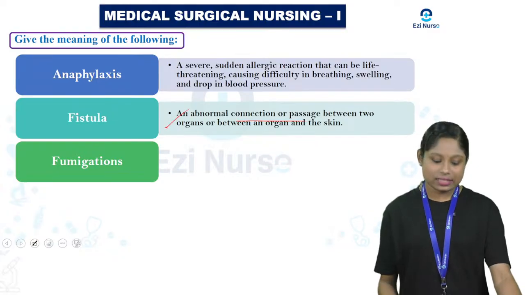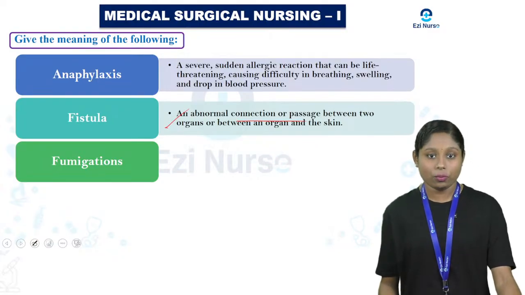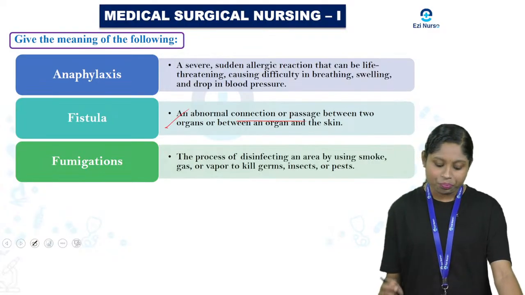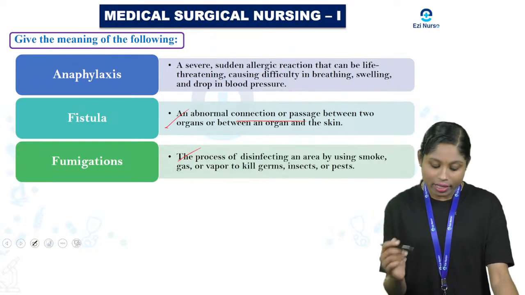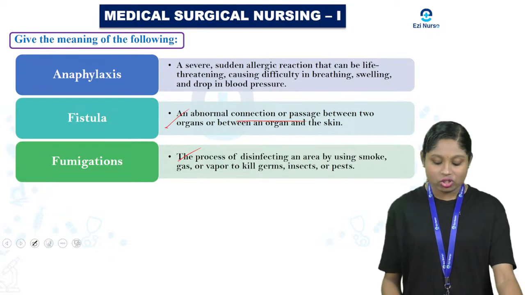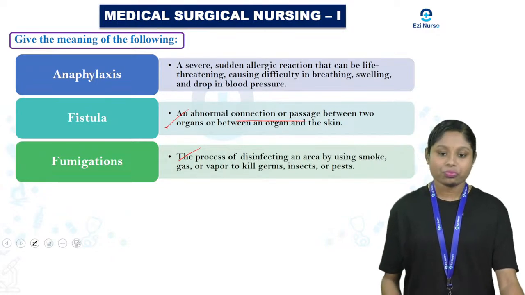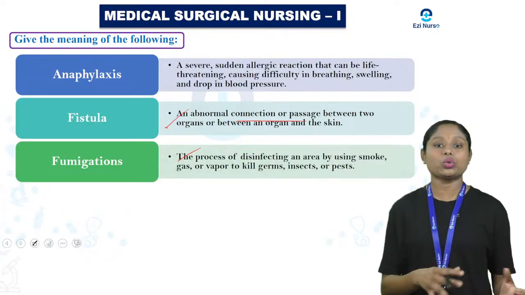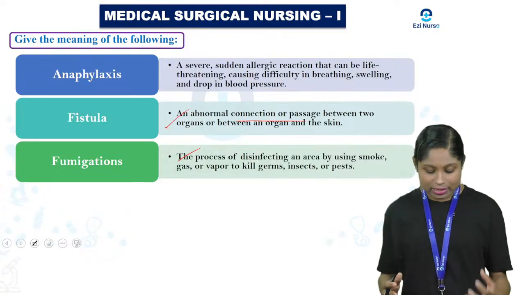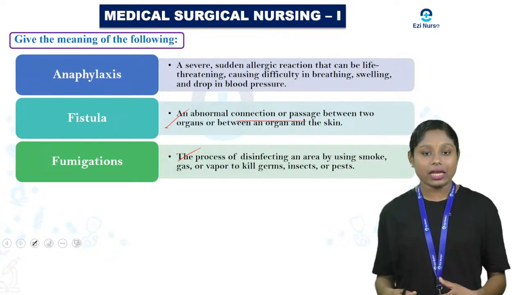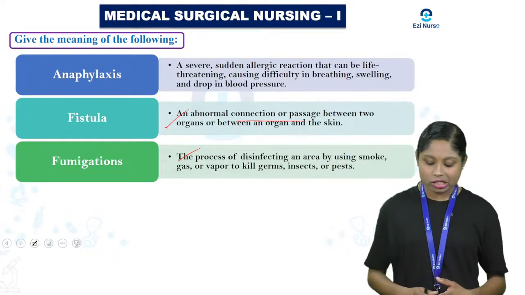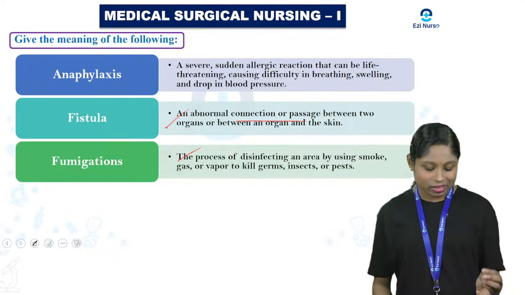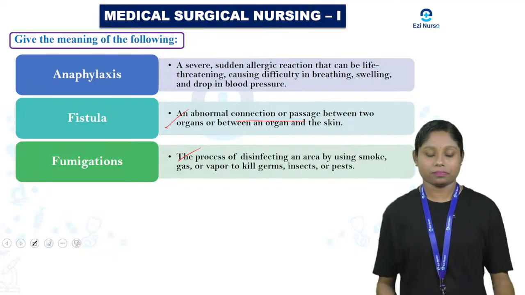Now let's discuss the third word, fumigation. What is fumigation? It is the process of disinfecting an area by using smoke, gas or vapor to kill germs, insects or pests. So we are using disinfectants to kill the microorganisms. That is the definition of fumigation.